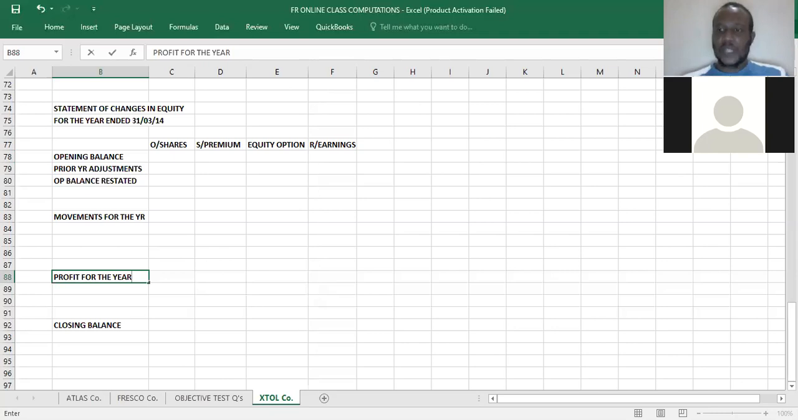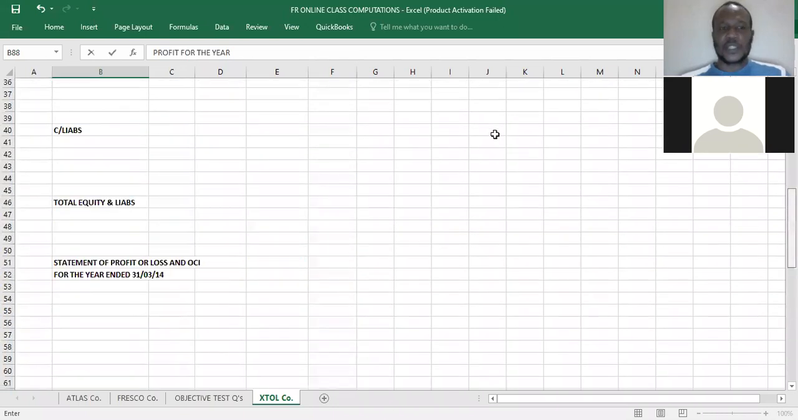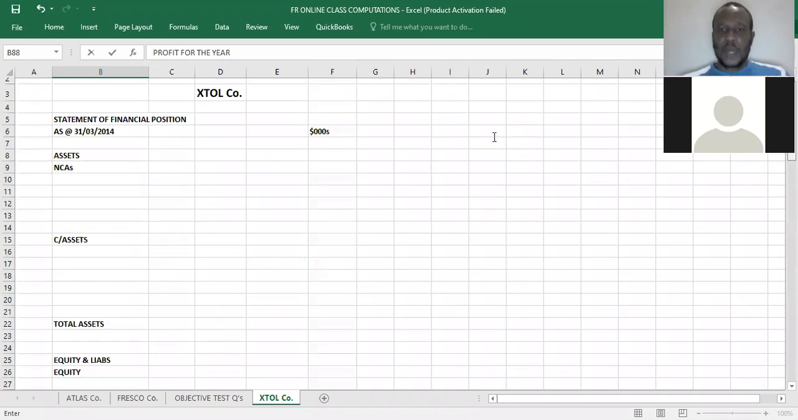Do you get that? It's in consolidation, when we do consolidation, that you might do two separate statements and they won't affect each other at all. We'll see that from next week. So we come and put our workings.